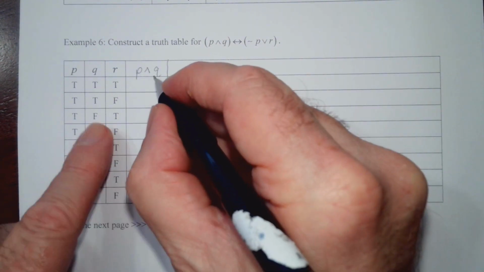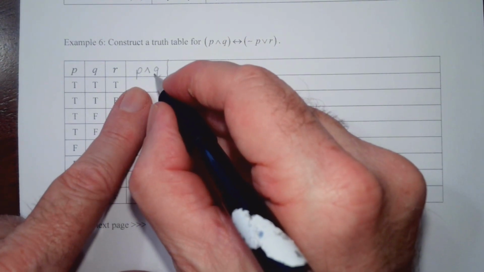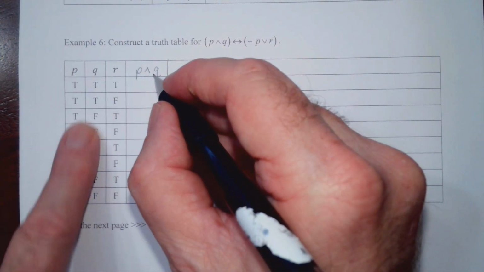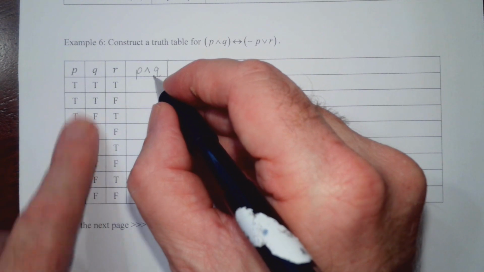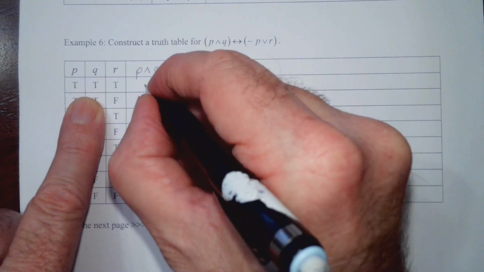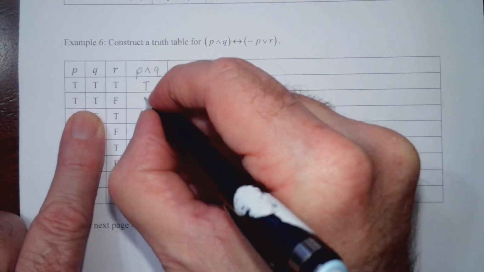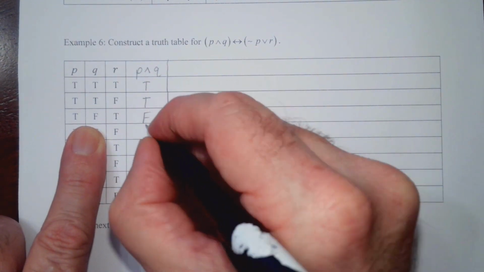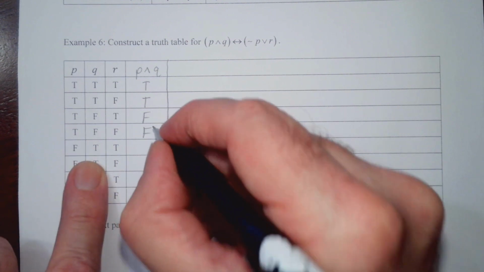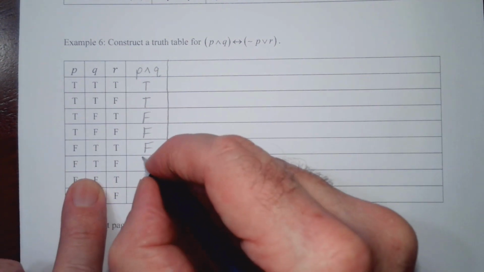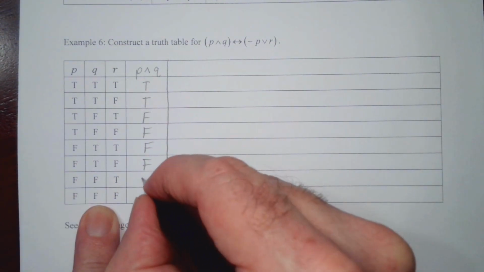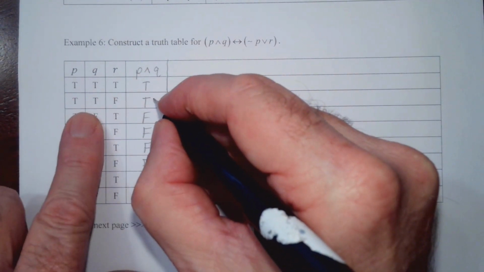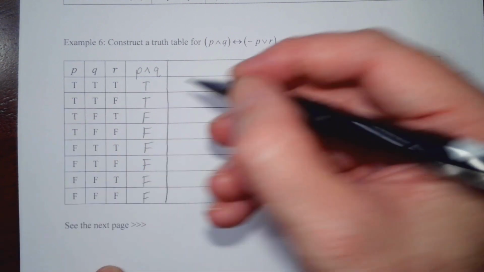Well, we know P and Q is usually false. It's only true when both statements are true. So we're looking at these two here. We have true, true here, so that's true, and true, true here, but not here, so this is false, false, false, false, false, and false. And so there's two trues. There's only twice in this column where you have true, true.